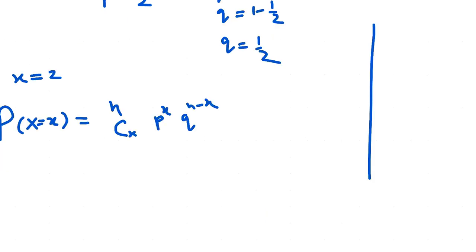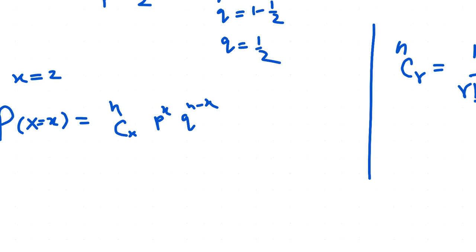Okay, nCx, what is it? The formula is nCr equals factorial n over factorial r times factorial n minus r. Do you know this factorial value? Okay, I'm telling you.